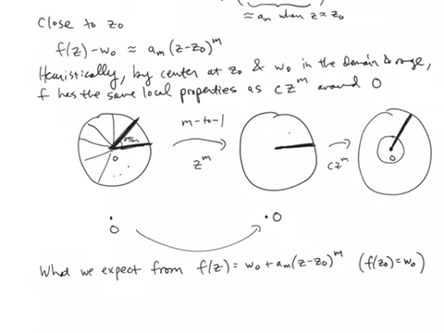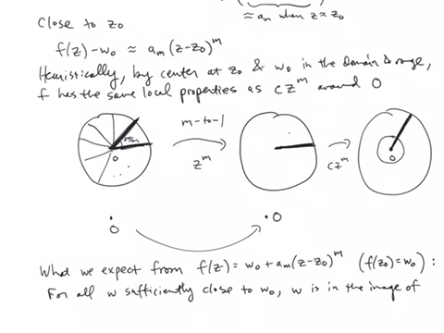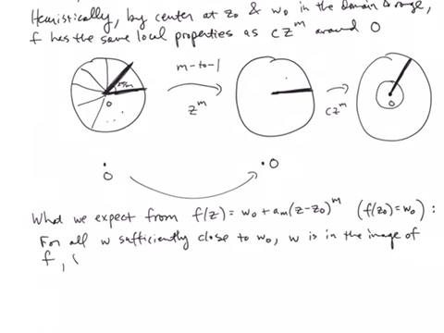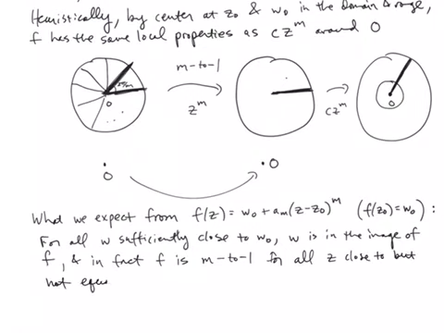So we should have, for every w which is sufficiently close to w naught, that w is in the image of f, and in fact f is m to 1 for all z close to but not equal to z naught.